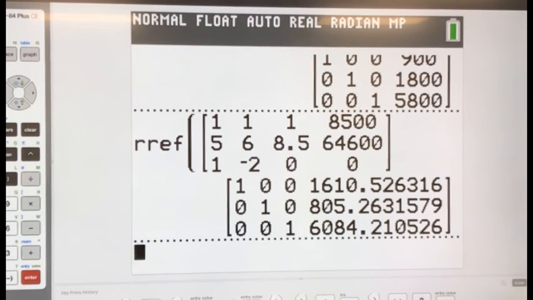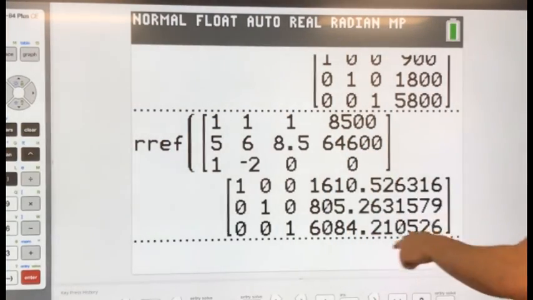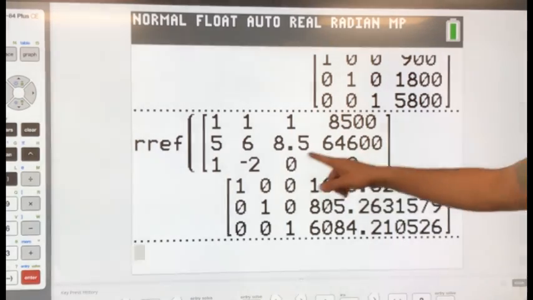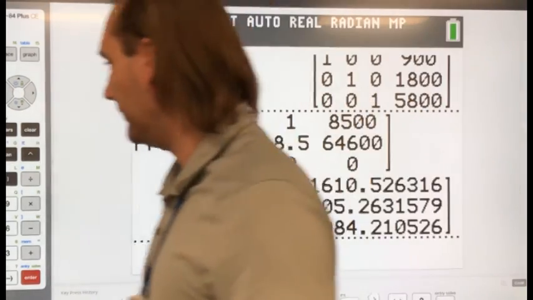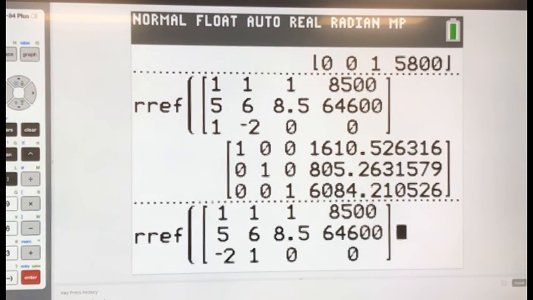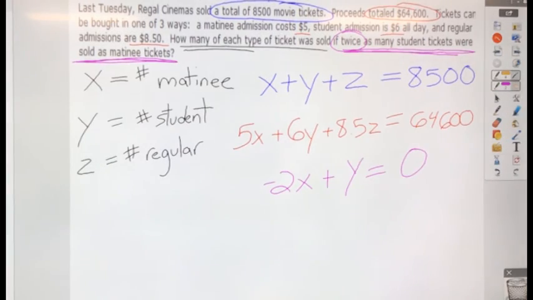How do you get 0.52 of a ticket, or 0.26? Remember what I said: this represents that you did something wrong within your matrix. Hopefully you would have seen this and said, okay, I need to double check my work. These 2 numbers should be switched. Then you get those nice even numbers there. That's a big difference. Those are cleaner. It makes more sense to have 900 tickets, 1,800 tickets, 5,800 tickets. So there's your solution.